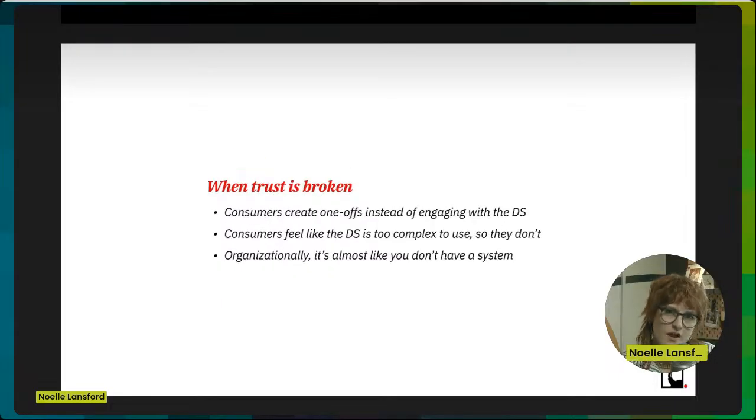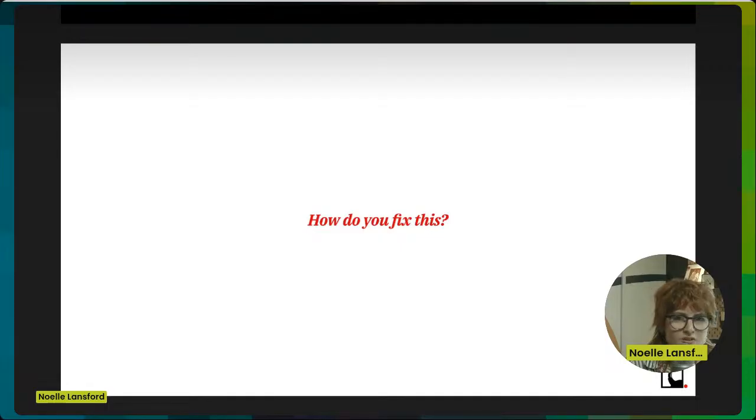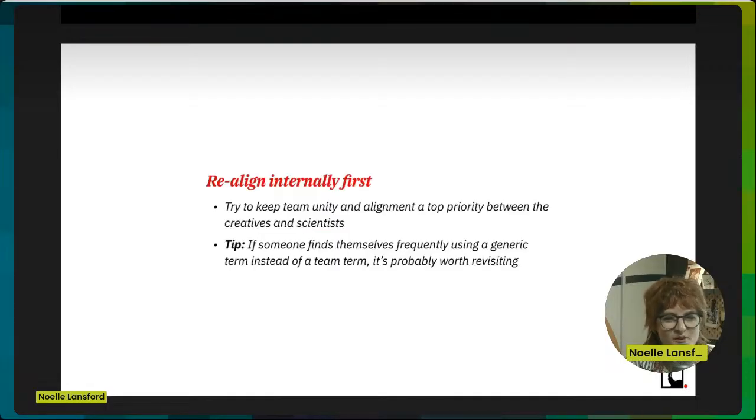And so back to consumers' trust being low in the design system. When this happens, there can be a quiet drift where consumers start creating one-offs instead of engaging with the design system. Consumers might feel like the design system is too complex or burdensome to use, so they don't. And organizationally, it's almost like you don't even have a design system. So that's a bummer, but how would you fix it, right? That's what this is about.